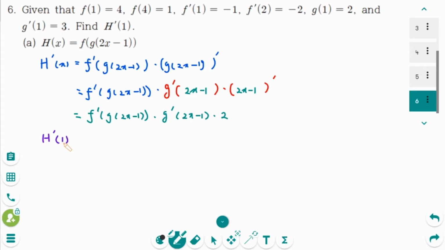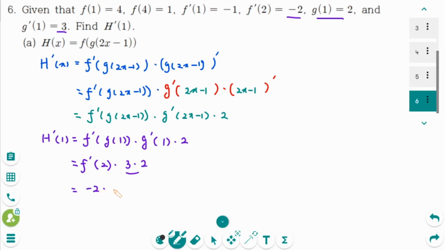h prime of 1 equals f prime of g of 2 times 1 minus 1 equals 1 times g prime of 2 times 1 minus 1, times 2. f prime of g of 1 equals 2 times g prime of 1 equals 3 times 2. Then f prime of 2 equals minus 2. Minus 2 times 6. Final answer is minus 12.